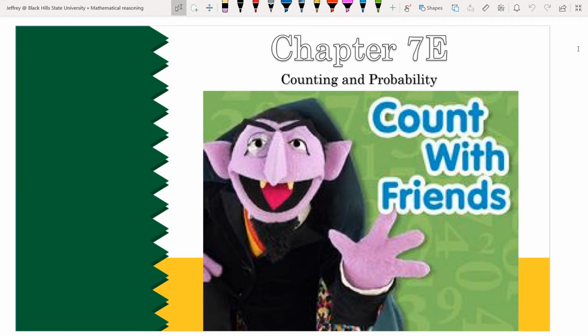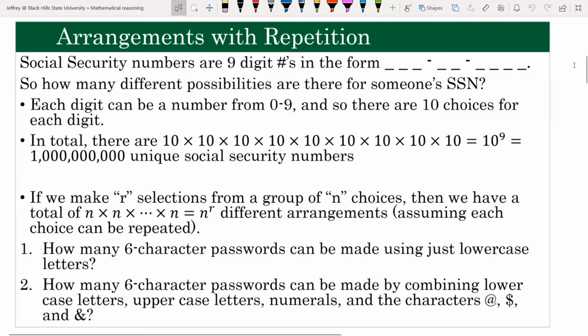Hello, and today we're going to look at counting and probability. Most of what we're going to look at today is all the different ways of counting things depending on the conditions that we have. For example, if we were to look at a social security number, this is a 9-digit number in the form of 3 digits, then 2 digits, and then 4 digits.